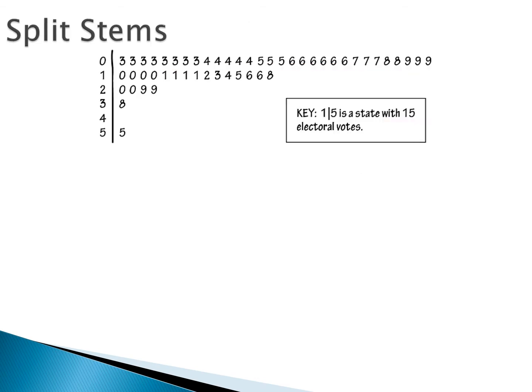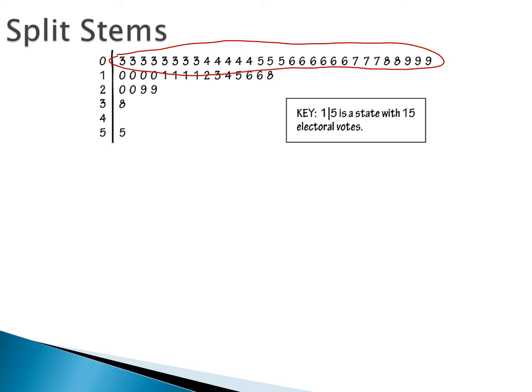Another variation of a stem plot is a split stem plot, and this is when we have data that has a lot of leaves in a single cell, or maybe a few cells. So in our current stem plot here, we see this stem of 0 has a whole bunch of data in it. And we might want to split that up to get a better representation of the data.